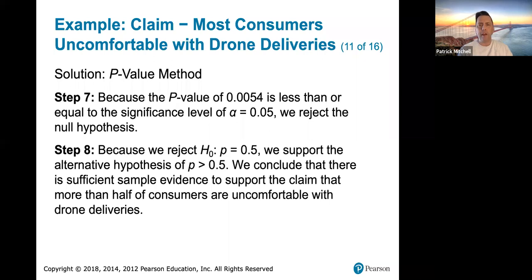All right, and because we rejected the null hypothesis, that means we support the alternative hypothesis that p is greater than 0.5. Our conclusion is that there is sufficient sample evidence to support the claim that more than half of consumers are uncomfortable with drone deliveries.